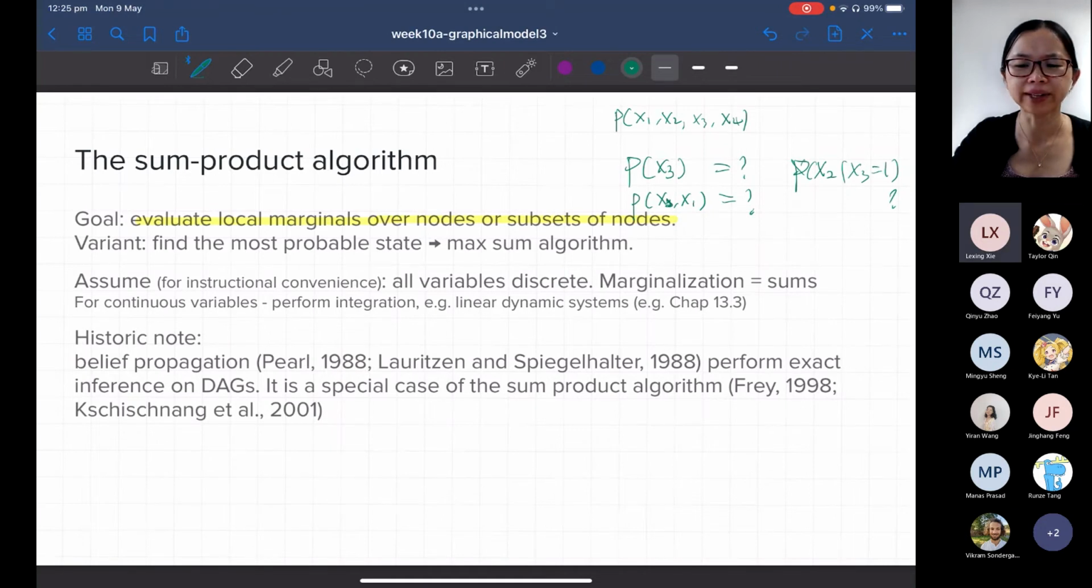Right, so this is the most general case. A related case that's also in the book, but we are not going to cover in this lecture, is to find the most probable state. This can be done by a simple tweak of the sum product algorithm that we'll cover. And finding the most probable state is, in practice, a very useful question to ask about graphical models.